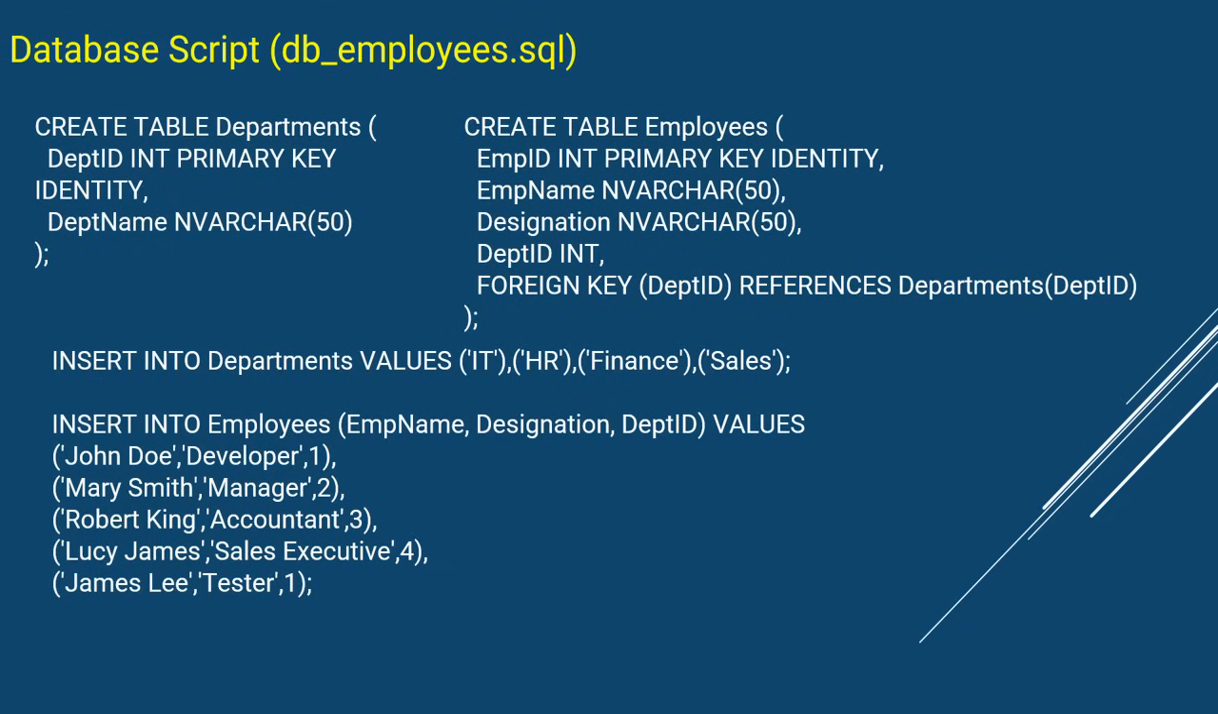This script, named dbemployees.sql, performs four main actions. It creates the departments table, creates the employees table, establishing a relationship with the departments, inserts initial data into the departments table, and inserts initial data into the employees table.